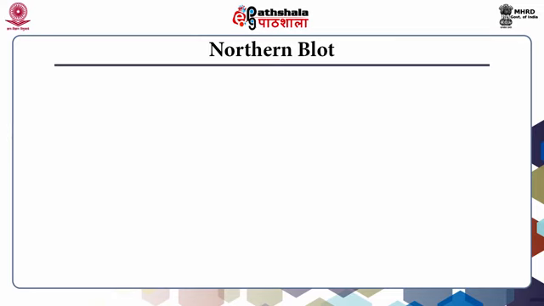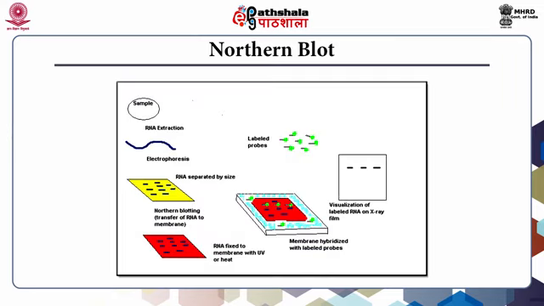Northern blot. This figure is a diagrammatic representation of the Northern blot. Here the RNA is extracted from the sample and run on the gel, and it gets separated on the basis of its size. From the gel, RNA is transferred to the membrane, nitrocellulose or PVDF, and fixed by UV light or by heat. It is then hybridized with the labeled probe and finally visualized on X-ray film.